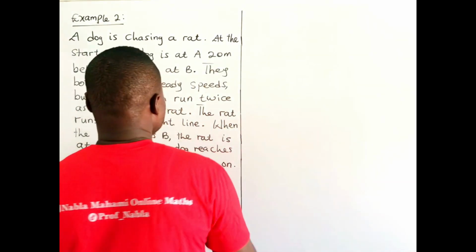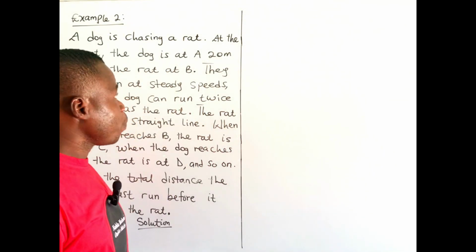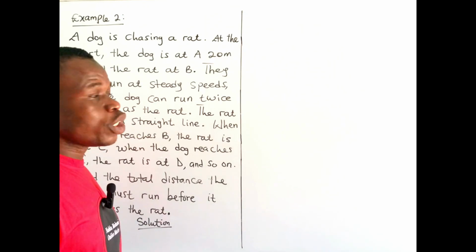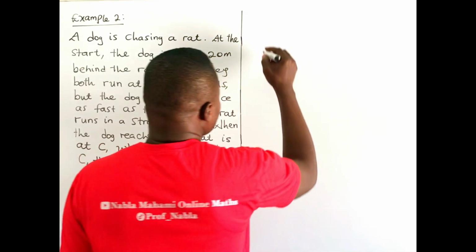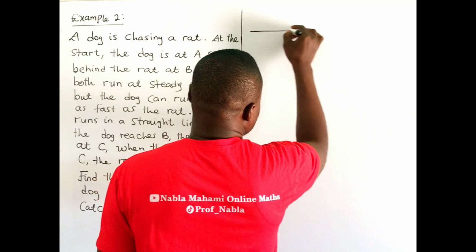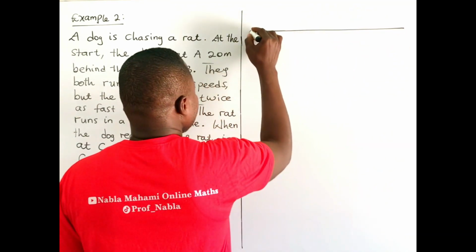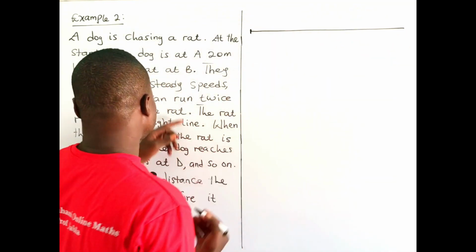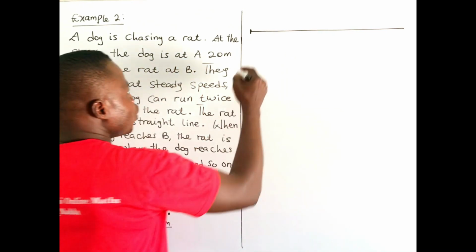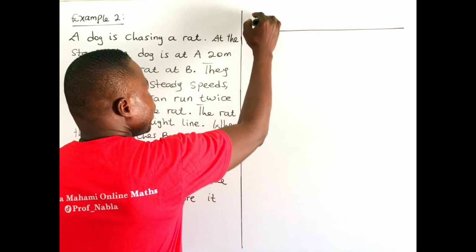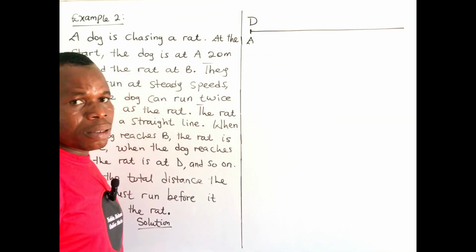If you read the whole story, it's talking about a dog chasing a rat and the motion is in a straight line. So what I'll do is draw my straight line like this. And this is the beginning, that is, at the start. Dog is at A. So I'll write A here. Then use capital D to represent my dog.